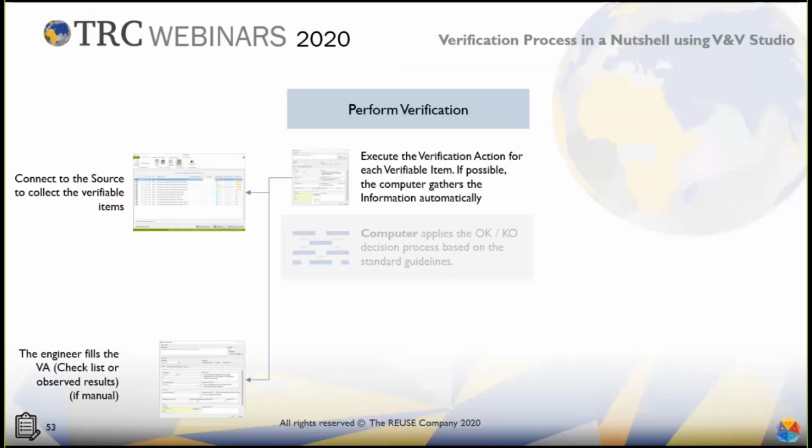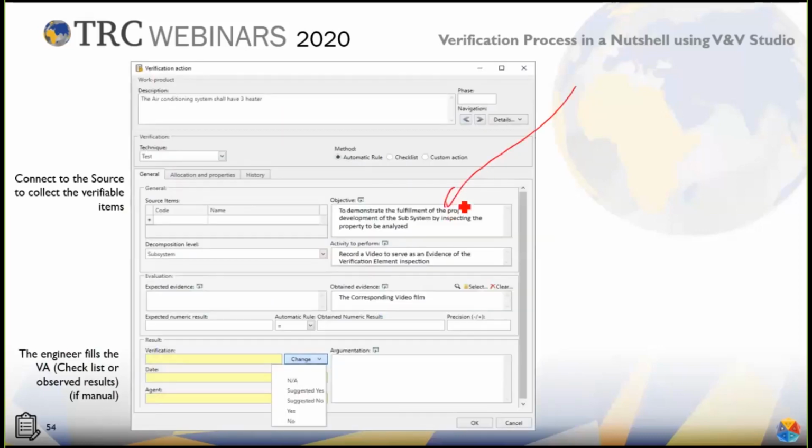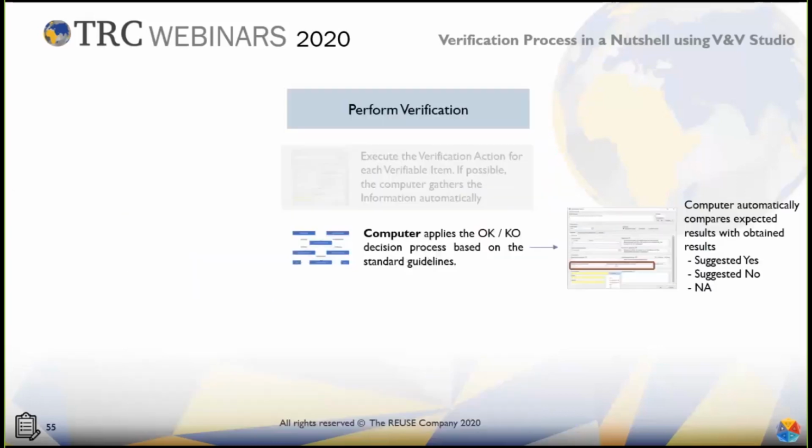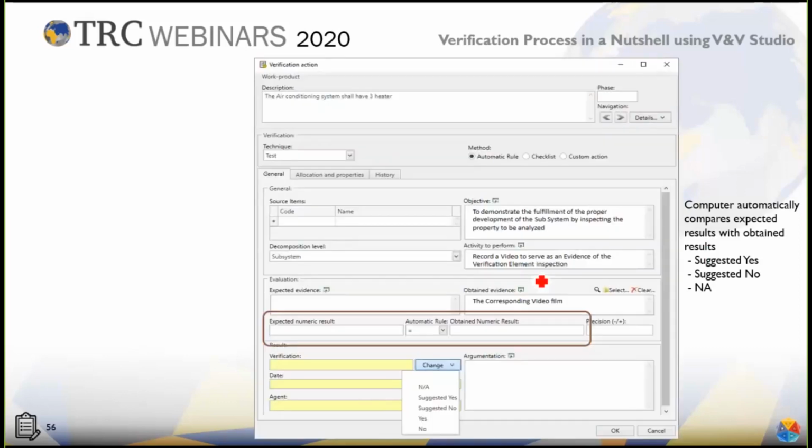And in the case of doing that manually, the only thing you have to do is double-click on one of the different elements that exist on the screen and populate and fill the information within the verification action in different ways. It will show you later on. Okay? And then, of course, the system, if you have provided the corresponding information, is going to do the calculation for you.